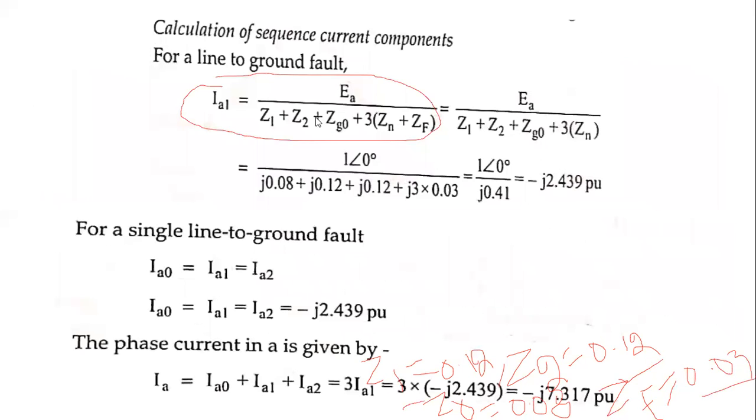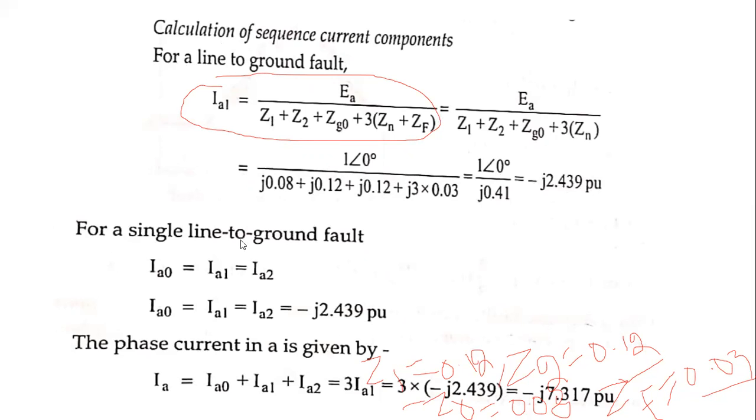Then we substitute all these values in this equation: the zero sequence 0.08, plus j0.12 plus j0.12, plus 3 times Zn, where Zn is the neutral impedance equal to 0.03. Then we obtain the current IA1.